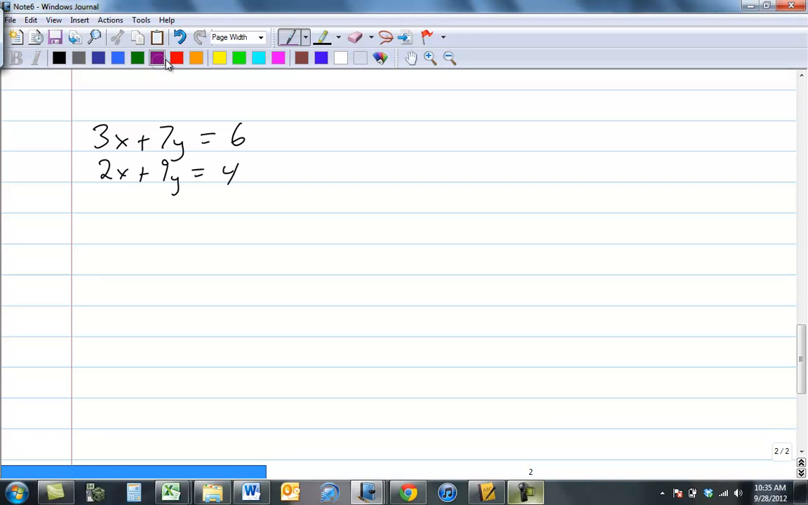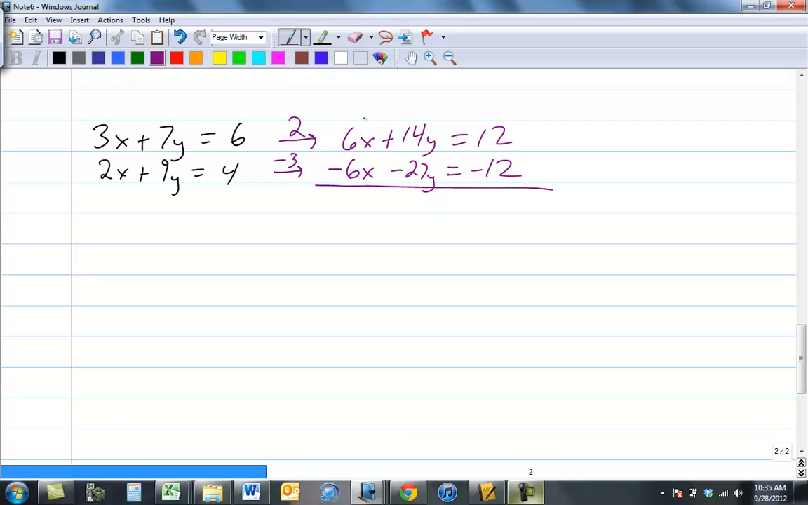So hopefully you gave that a shot. In this case, again, I'm going to eliminate the x's, the first term. So 3 and 2, I need a 6. However, one's going to be positive, one's going to be negative. The top I'm going to multiply by 2, so it's 6x plus 14y equals 12. And the bottom, I'm going to multiply by negative 3. That gives me negative 6x minus 27y equals negative 12. All right, so when I add these up, these cancel.